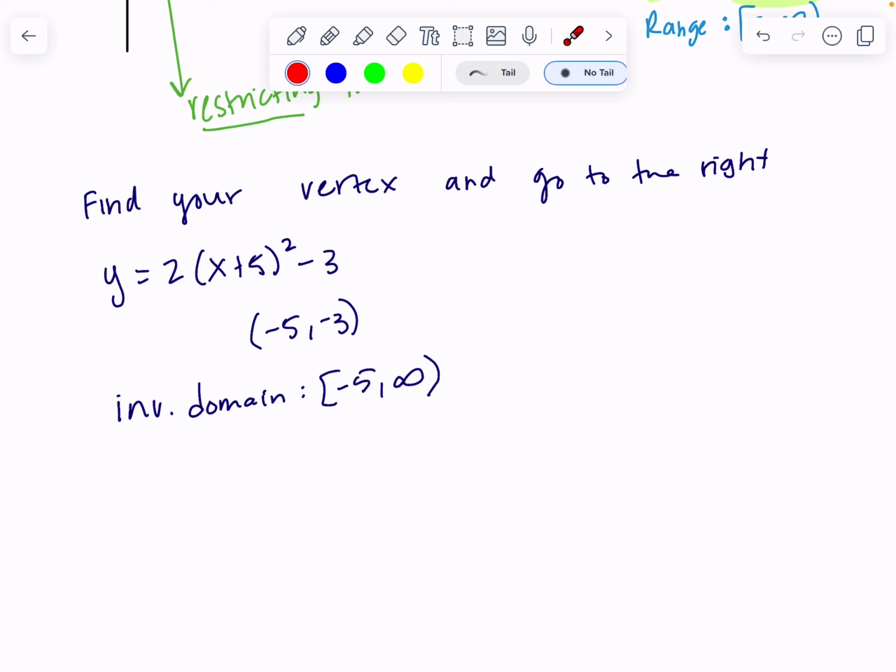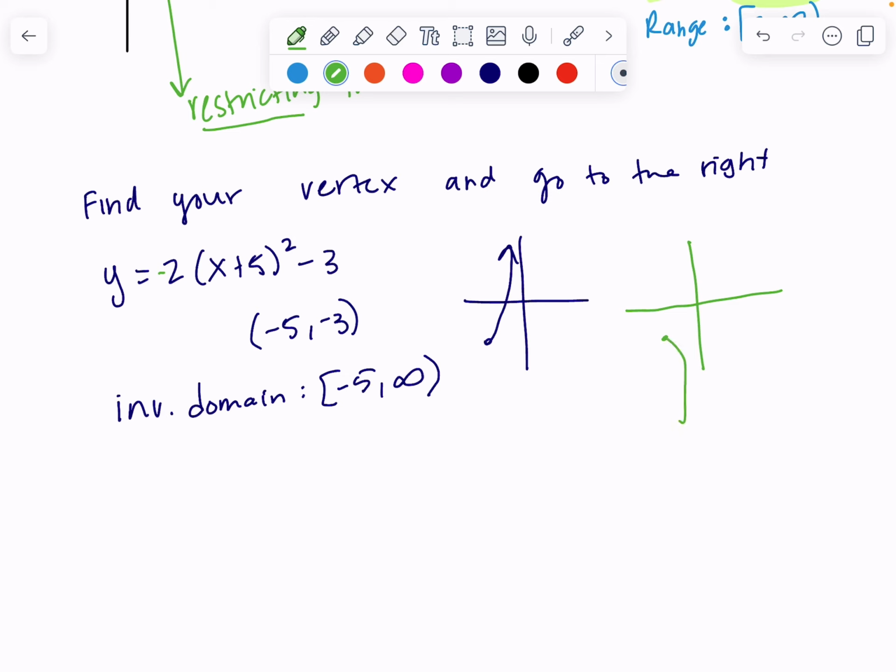to infinity. The range can change depending on whether your graph is going up, so negative 5, negative 3, versus if I put a negative in the front, then my graph would actually look more like this, and that would change my range. I'm not going to change my domain. For each of them, the domain is still starting at negative 5 and going to the right. That does not change. The range does. For this one, the range is starting at negative 3 and going up to positive infinity because it's going up.